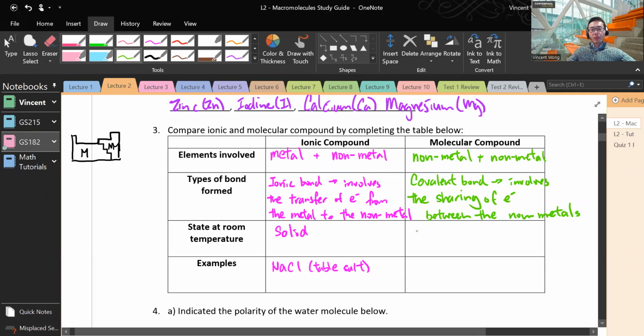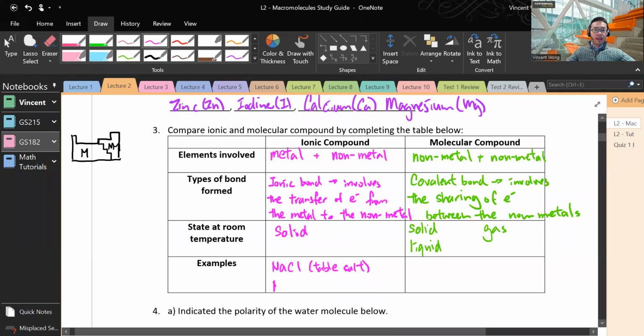At room temperature, it could be solid, could be liquid, or it could be gas. Okay? All three states are possible when it comes to molecular compounds. Does anybody have any examples for molecular compounds?